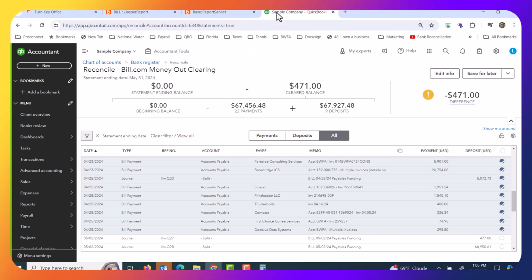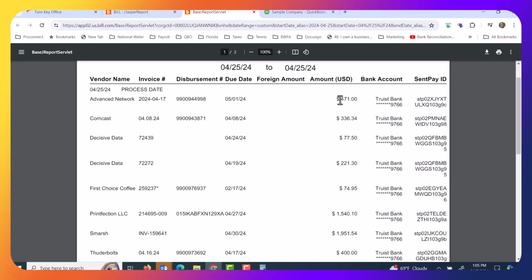$298.80 is here. So we've accounted for all of these. All of these are in this report. We are missing this transaction. So this, for whatever reason, either because of a syncing error, because it was voided accidentally, or because it may have gone to a wrong account, we don't really know. But we do know that it needs to be replaced back into that Bill.com account because it was funded.